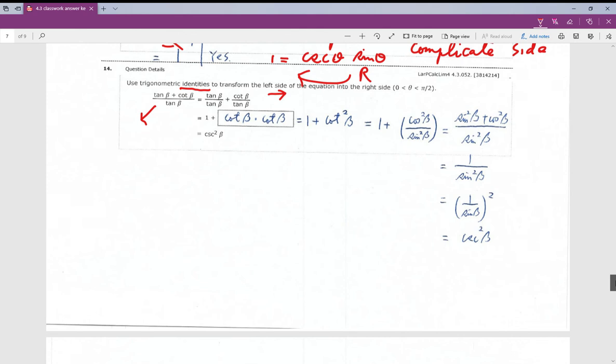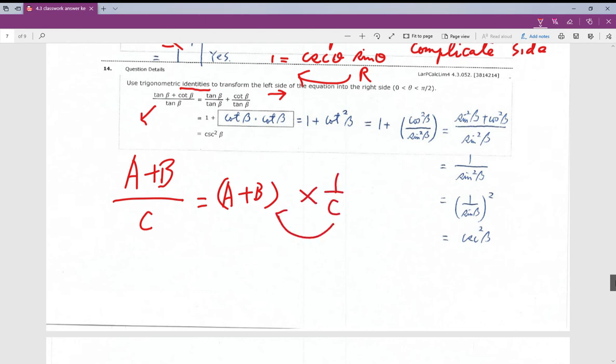Okay. So number 14, from the left hand side, if you have a fraction, for example A plus B divided by C, it means you have A plus B times 1 over C. So you distribute the outside multiplication to the inside addition, and you have A over C plus B over C. That's very simple algebra 1 I review for you. So here you distribute this to both, so you are going to have two terms plus together.